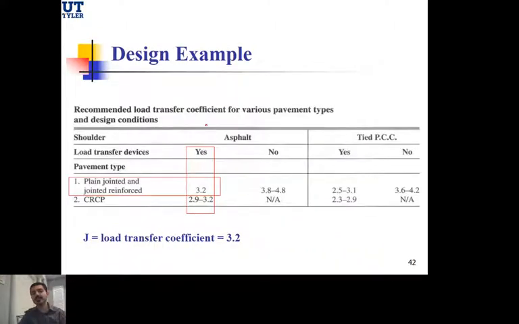Next, we need to pick the J value, which is the load transfer coefficient. It was told to us that the shoulder is going to be an asphalt shoulder, and there is some sort of load transfer. You will be told this in an exam or any other instance. You will need to know that, in this case, there is a load transfer device, and I think it was jointed reinforced concrete. So the value would be 3.2. The J value, which is the load transfer coefficient, is 3.2.